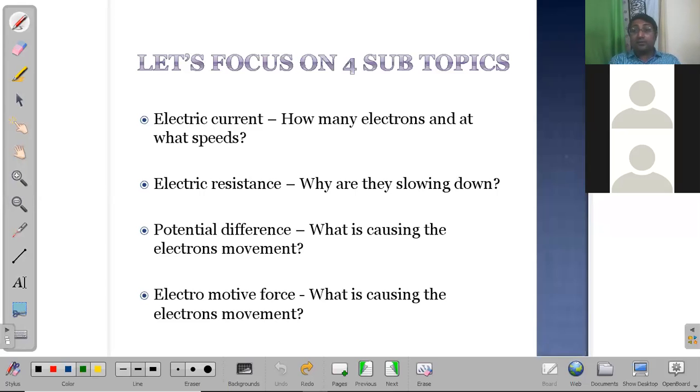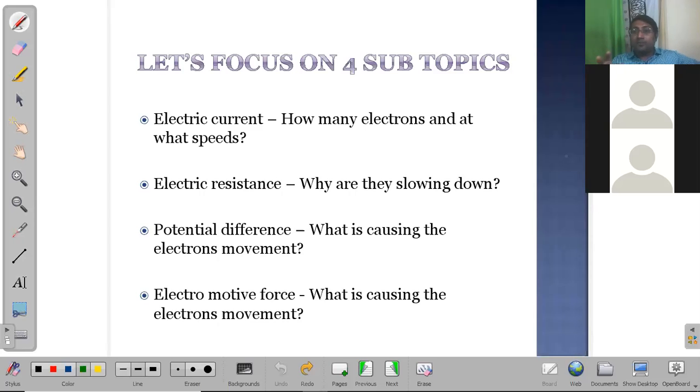Potential difference and electromotive force correspond to energy, the reason for movement of electrons in an organized fashion, or supposedly organized fashion. Electrical resistance is the reason why electrons slow down, why they are not running around very fast. And electric current corresponds to how many electrons, or how many charged particles, and how fast they are moving. If you simplify these concepts in this fashion, it becomes very easy.